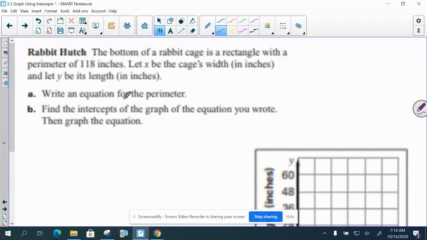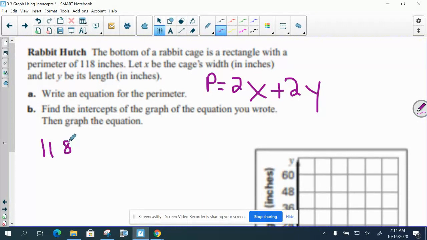First, write an equation for the perimeter. We know the perimeter of a rectangle is 2 times the length, which we can call x, plus 2 times the width, which we can call y. So for us, the perimeter is 118, which equals 2x plus 2y.